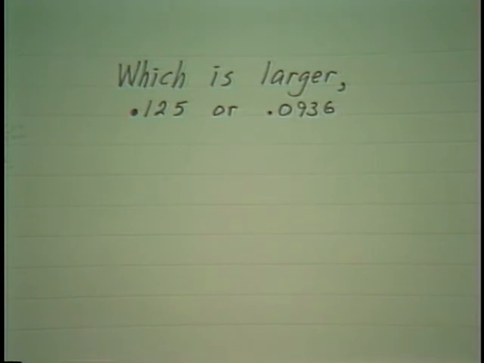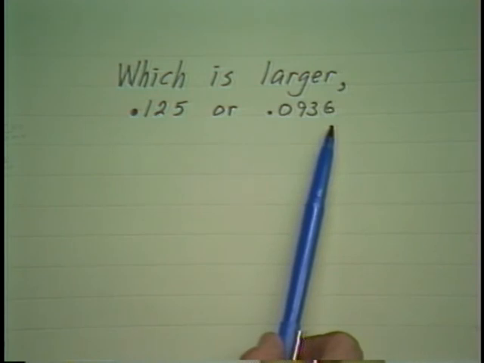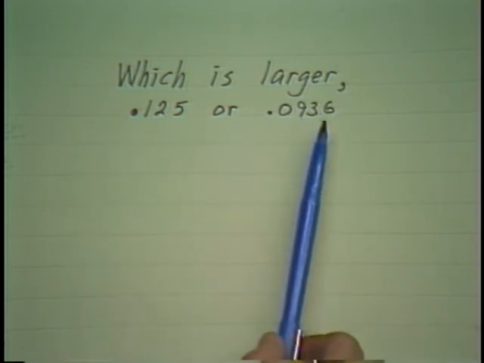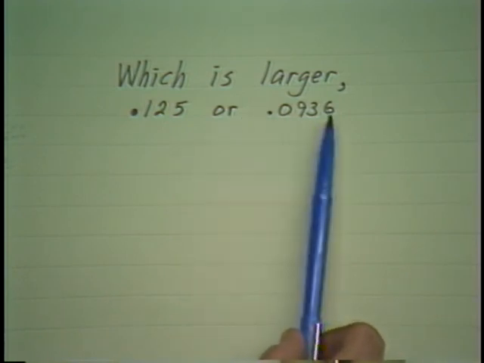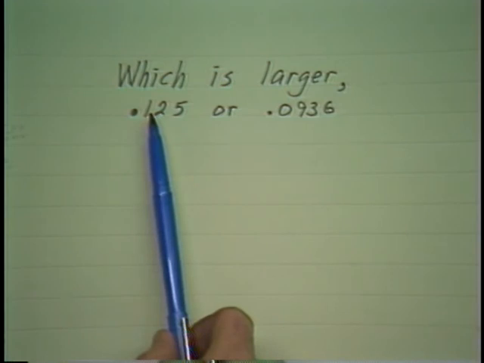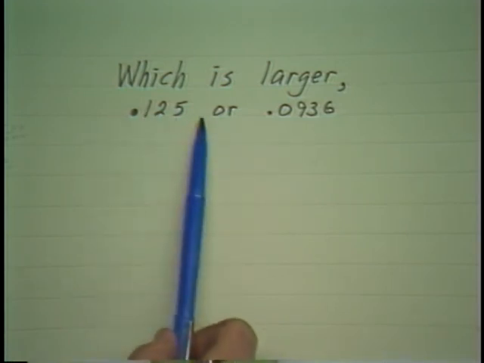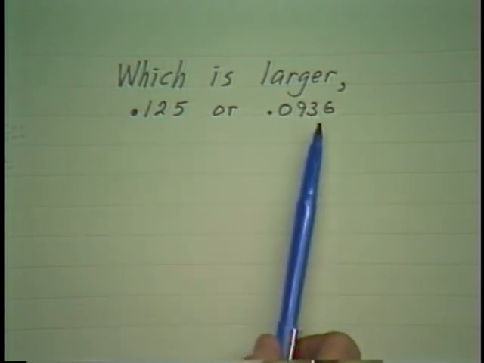As with fractions, many people have a hesitancy about ordering decimals, deciding which one is larger and which is smaller. You would be surprised at how many people will think that this is the larger because it begins with a 9 and this only with a 1. But as it turns out, this is the larger one. Now, after all, decimals are fractions.